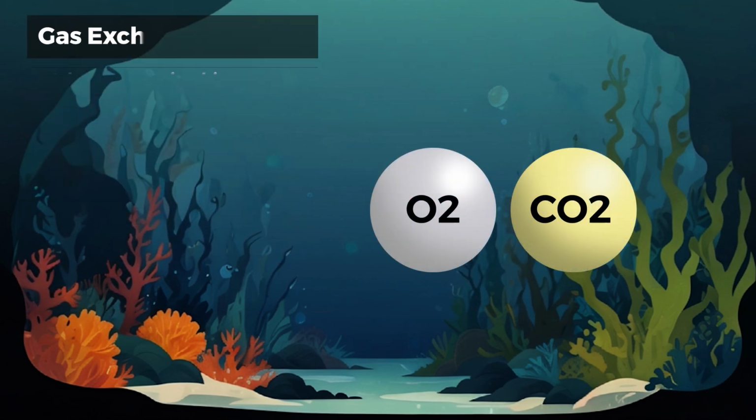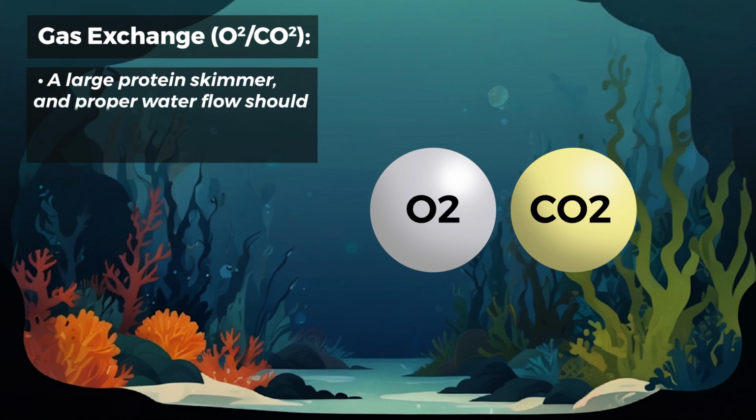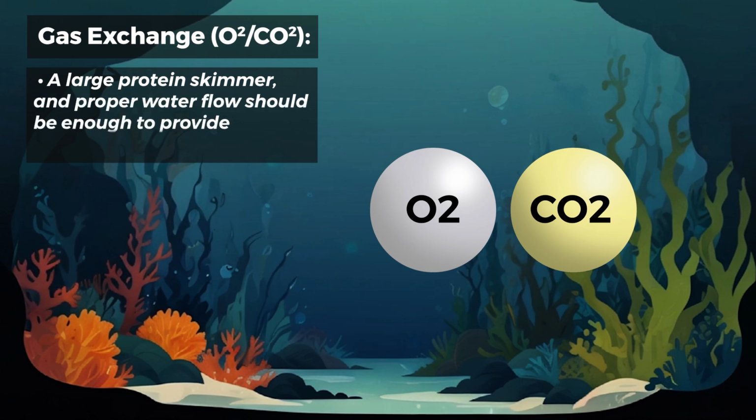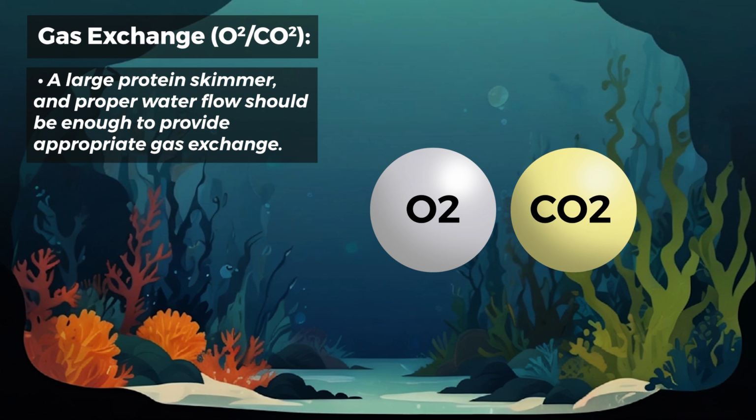For oxygen and CO2 levels, you should not need to be worried too much if you have the correct equipment in place. Wave makers and skimmers will help to improve gas exchange. And again, poor gas exchange will lead to low pH and therefore stress out the fish and corals.